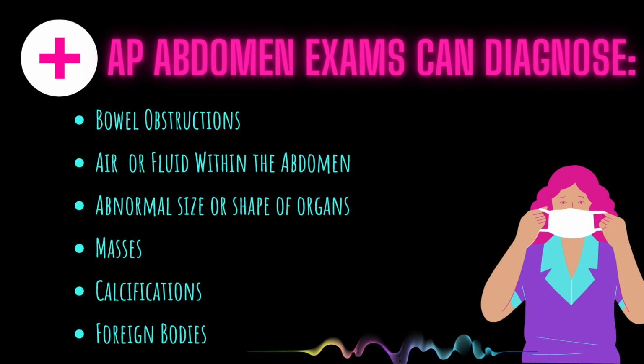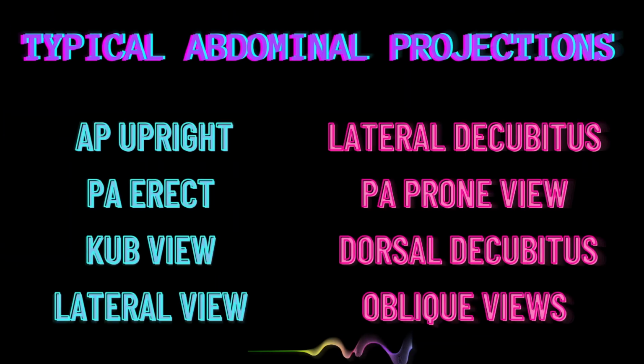AP supine abdomen exams can help to diagnose bowel obstructions, air or fluid within the abdomen, abnormal size or shape of organs, masses, calcifications, and foreign bodies. Typical abdominal projections can include AP upright, PA erect, KUB, lateral, lateral decubitus, PA prone, dorsal decubitus, as well as obliques.